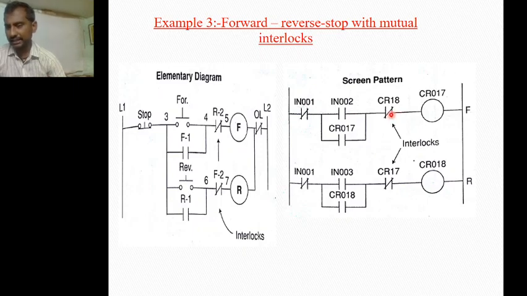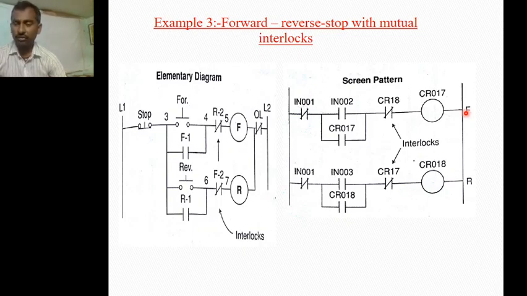So already CR18 is there. So this one is a closed contact, this one is a closed contact, and this one is a closed contact. So we can have the path for CR017. When CR017 is on, then this contact is on. Initially this contact is a normally open contact, and when it is on, then it acts as a closed contact. Then even though we remove the stop button for the forward direction, the motor will rotate in the forward direction but not rotate in the reverse direction.